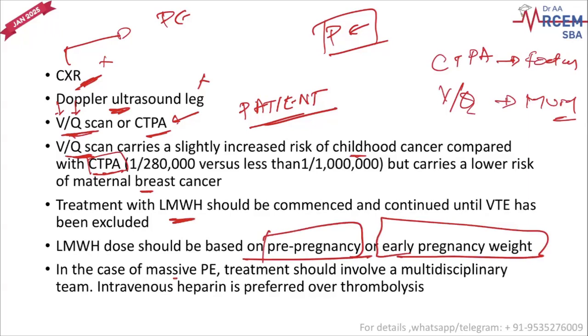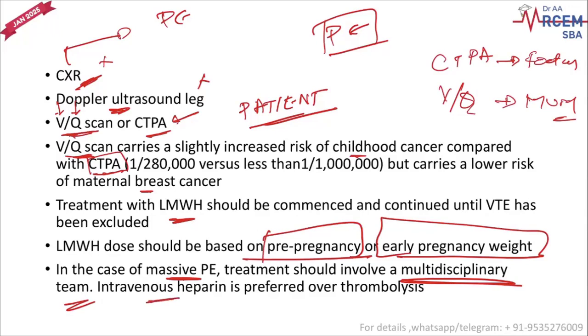In cases of massive PE, what do we need to do? Can we go ahead and thrombolyze? That is a question. It remains a question because the guideline says a multidisciplinary team should be involved. That means gynecologists should be involved, vascular surgeons should be involved, neonatologist needs to be involved, emergency physician needs to be involved, intensivist needs to be involved, and they will take a collective decision on what is to be given next.